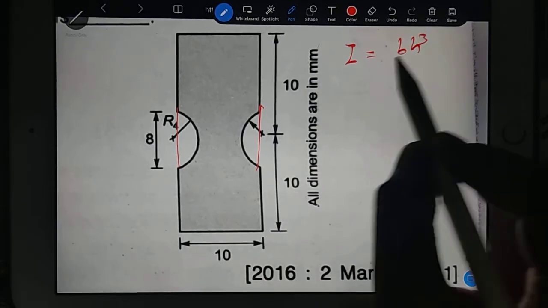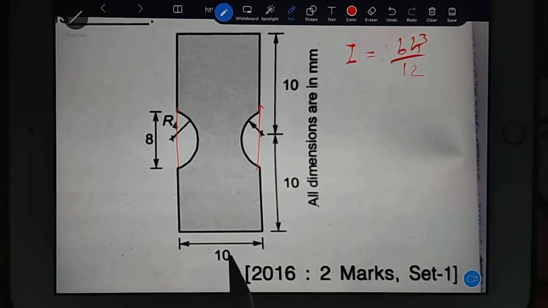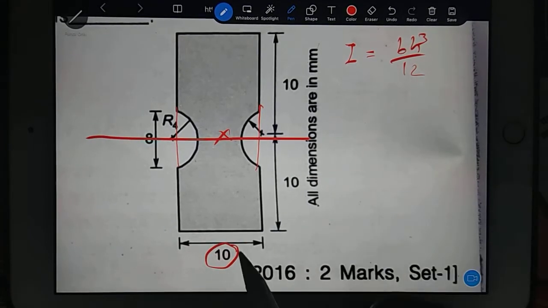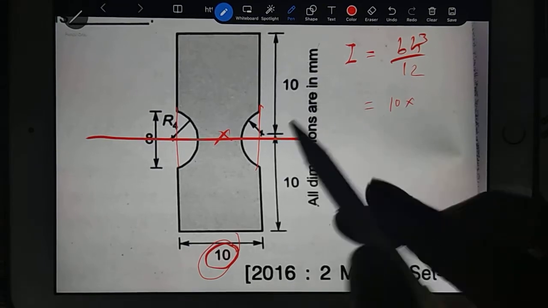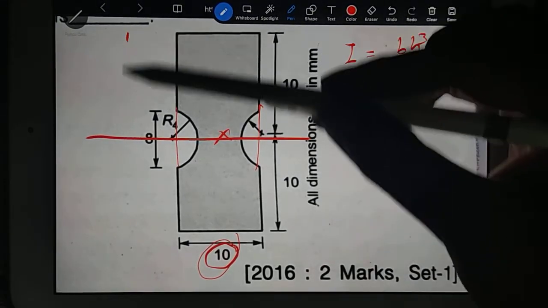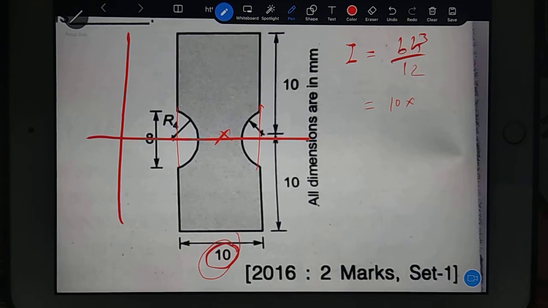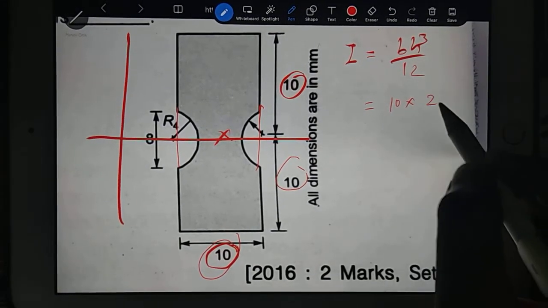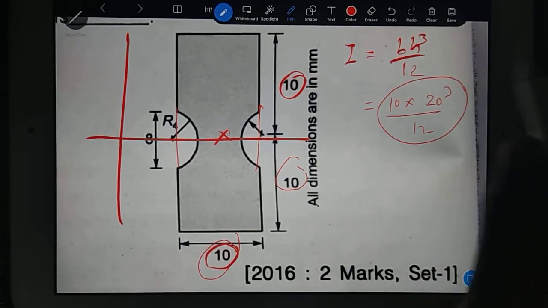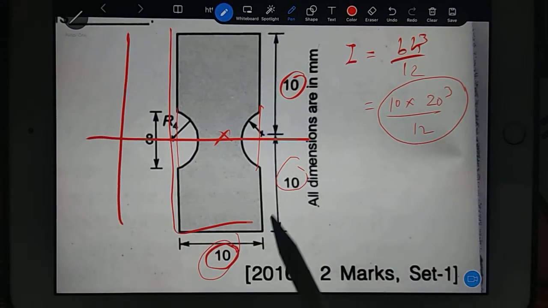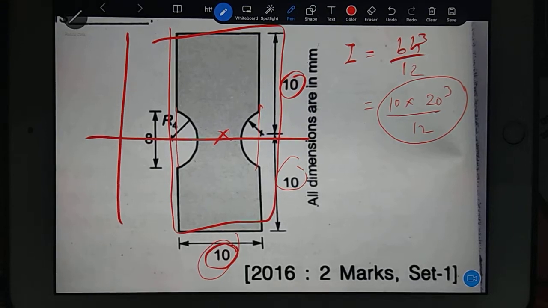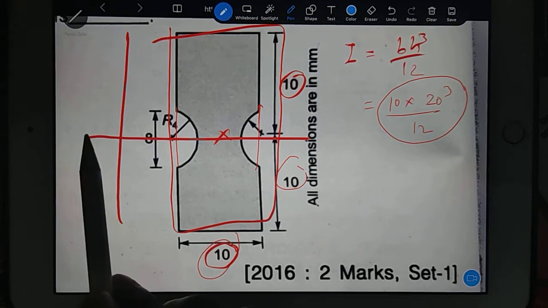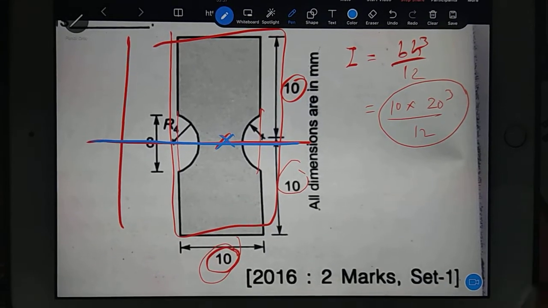What is the trick? BH cube by 12, right? So the breadth is 10, and then the total height is this height, which is 20. So 20 cube by 12. So this becomes the moment of inertia of the entire rectangular plate, about the axis passing through the centroid. Okay, one thing is clear.